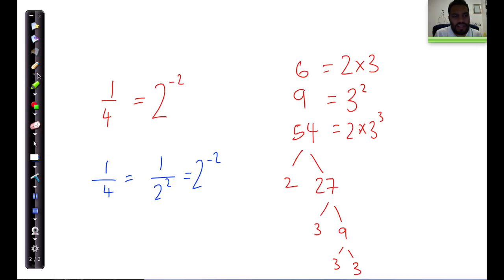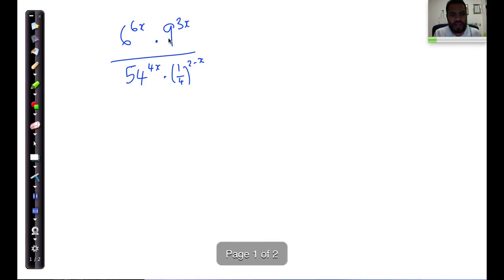So the calculator won't allow you to use its factor operation. The calculator will not be able to tell you that this is 2 to the -2. So it's very important that you actually know your exponent laws quite well, and being able to factor the 4 into a prime factor base. Okay, so let's go back to the actual question over here.